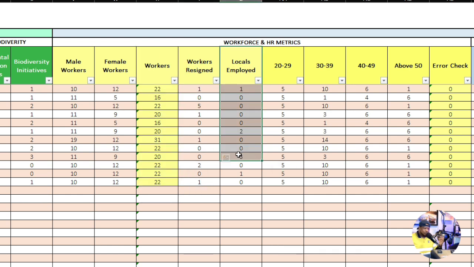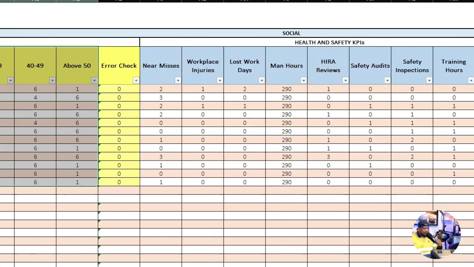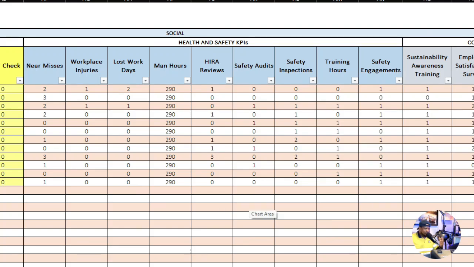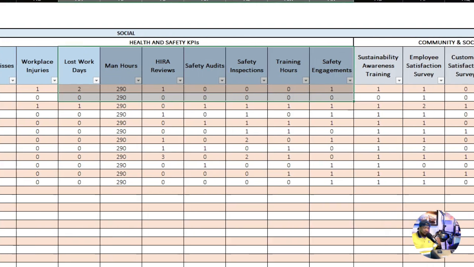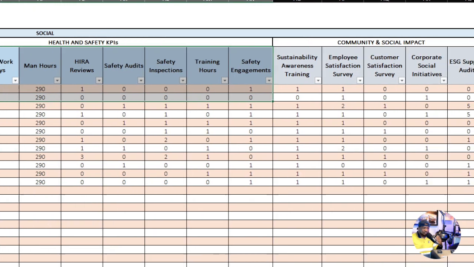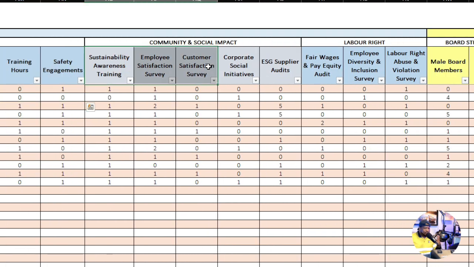And then we have the locals, how many of the locals have been employed within your community. That is to show your commitment to community development, right? We're looking at the age distribution. So this is helping us to know the diversity of workers by age, right? And then we have the health and safety KPI. So we have the lagging indicators and then the leading indicators, the hazard identification, risk assessment, safety audit, safety inspection, all of that.